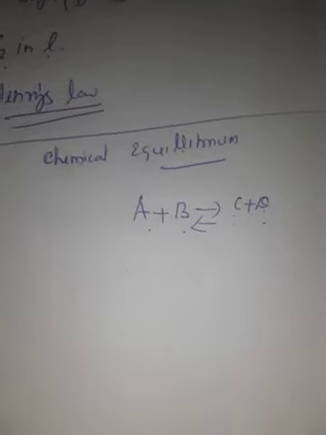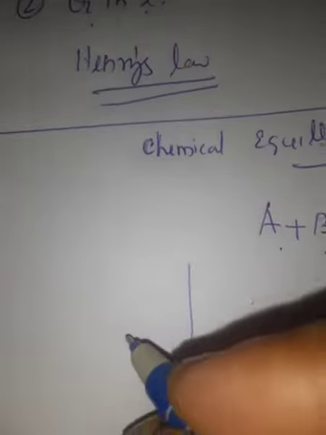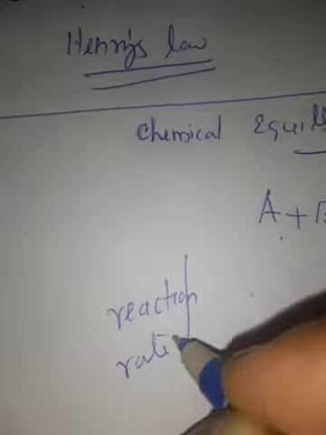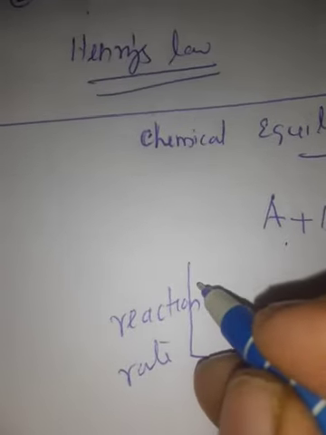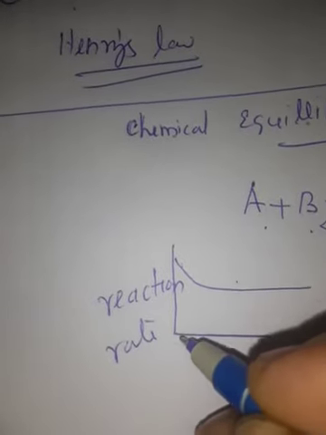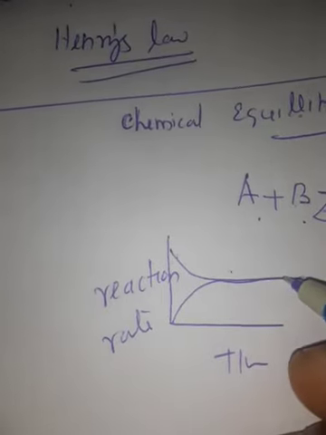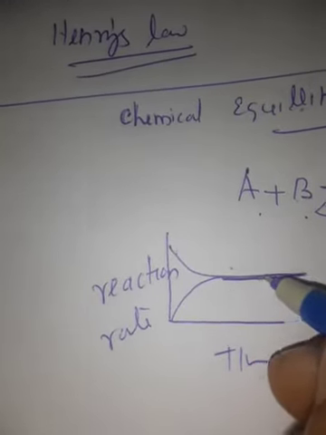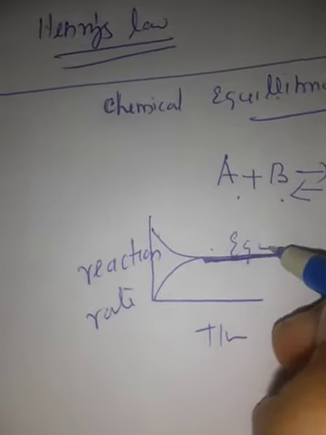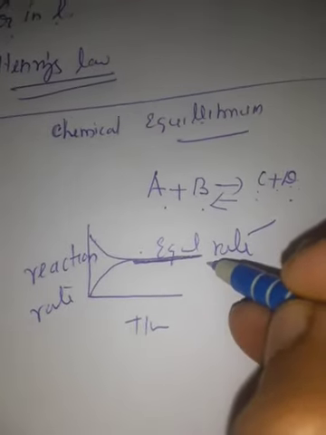and this is called equilibrium. For example, if you are considering a graph, this is reaction rate, and this is time. First, the forward reaction moves like this, then the backward reaction also moves like this. At a particular stage, both become equal. Equal rate. That state is called equilibrium.